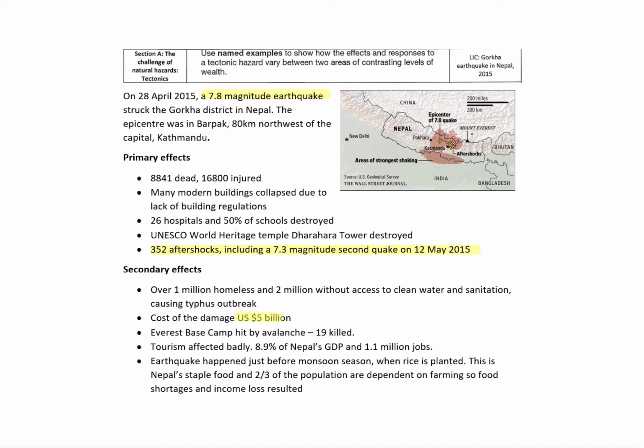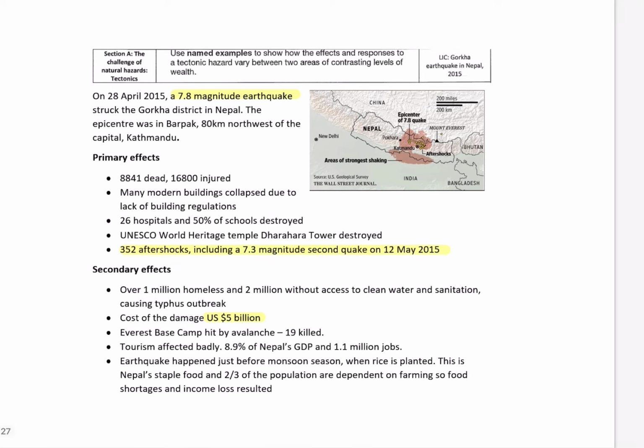Cost of the damage is pretty impressive. It's $5 billion US. So the big one with this as well is you haven't just got the damage from the initial quake, it also does cause an avalanche at Everest, and the base camp there is also destroyed. So you've got, yes, people dying from the earthquake, but you've also got 19 people that die, unfortunately, from the avalanche there. Note the difference here between primary and secondary effects. So primary are things that happen straight away. Secondary are things that happen as a consequence of something else.